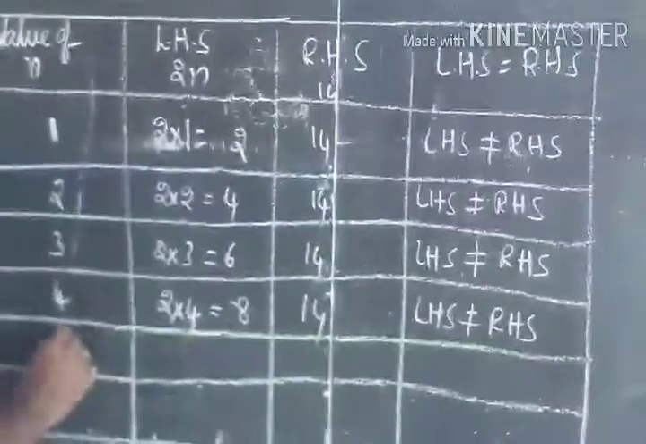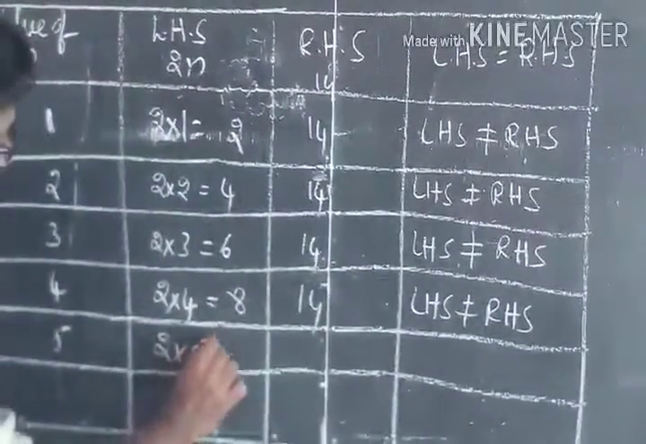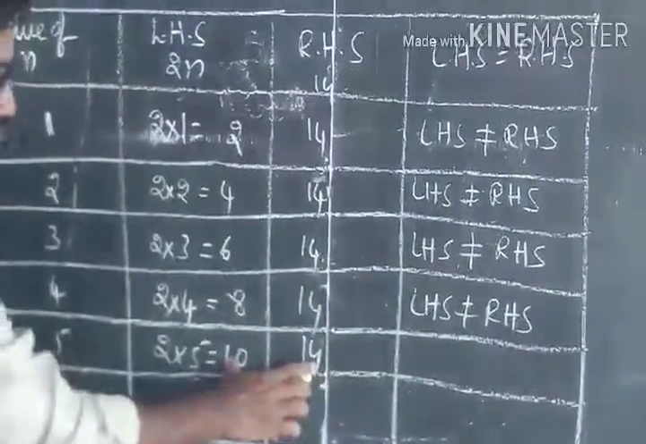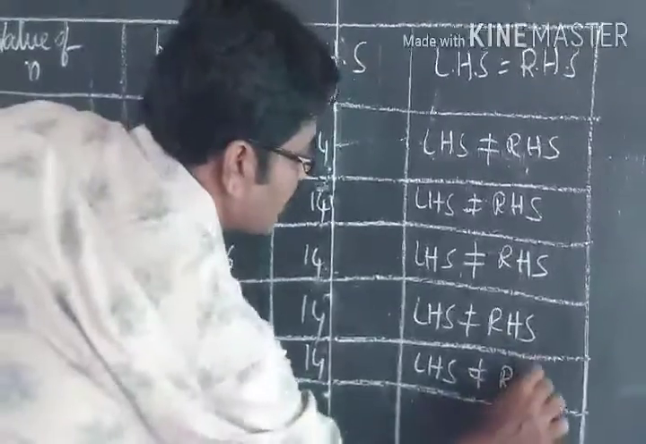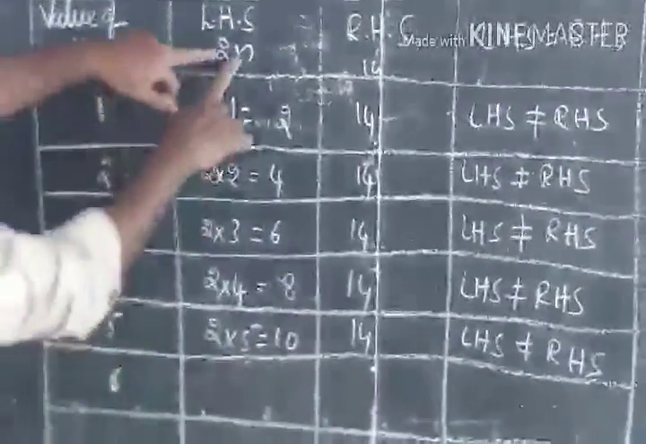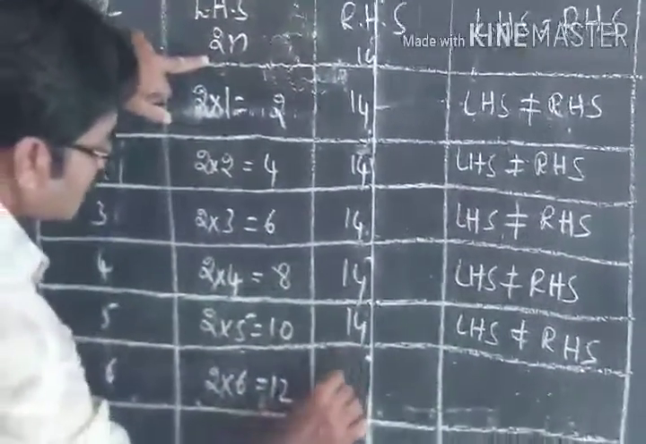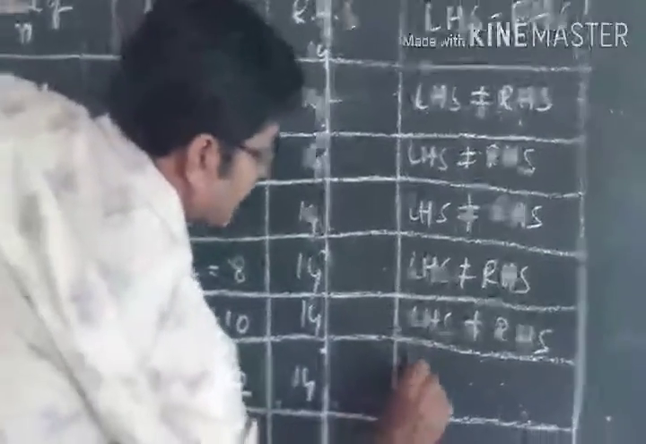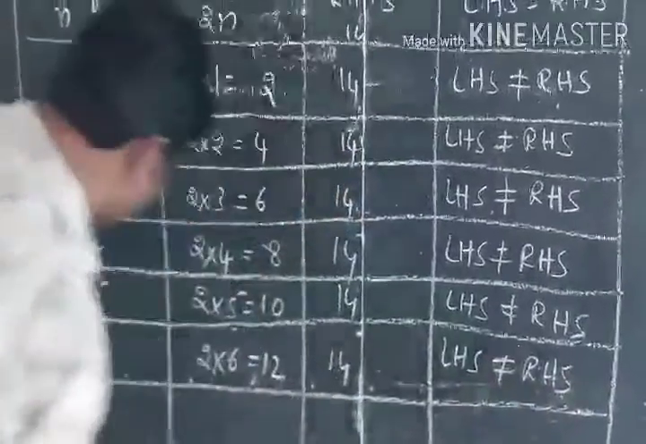Next, n is equal to 5 you want to take. In place of n, 5. 2 into 5 is equal to 10. RHS how much is there? 14. Both sides are equal? Not equal. LHS is not equal to RHS. Next, n is equal to 6 you want to take. In place of n, 6. 2 into 6 is equal to 12. 12 is equal to 14? Both sides are equal? Not equal. LHS is not equal to RHS.